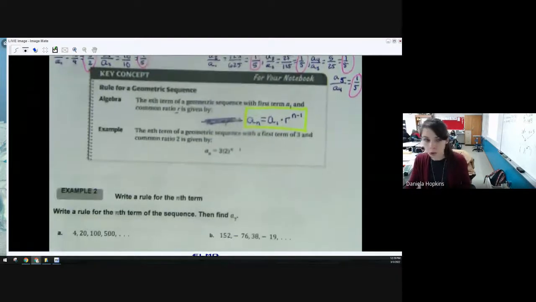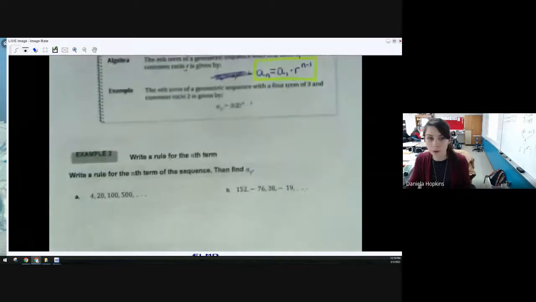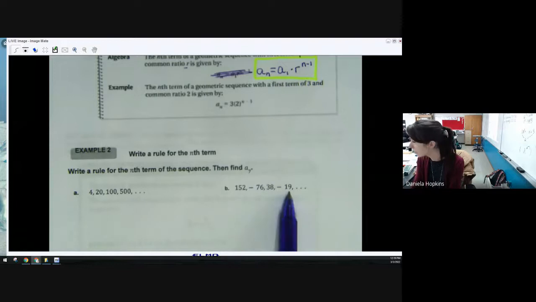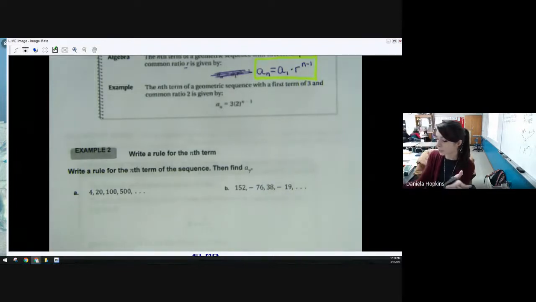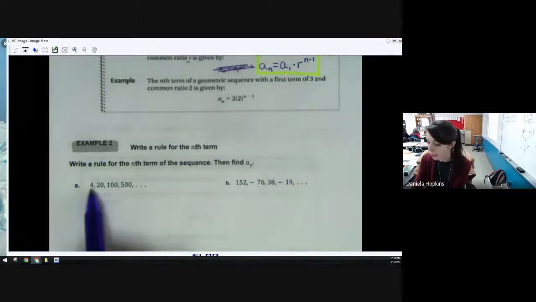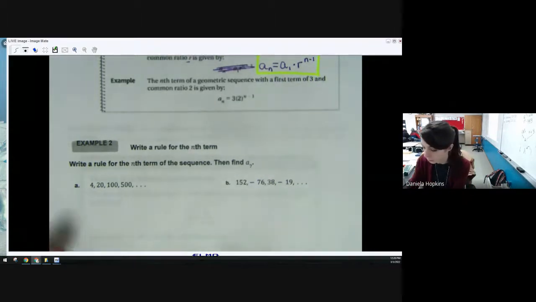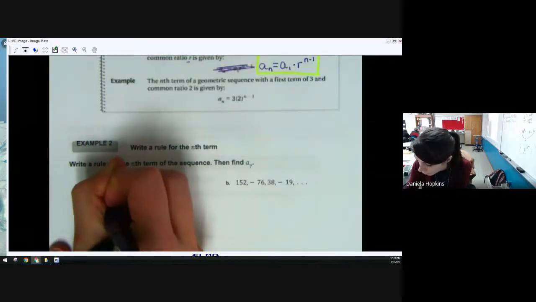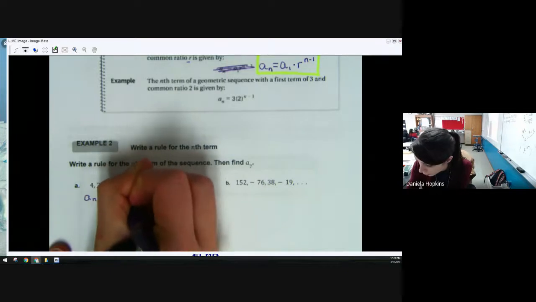So example 2, much like when we did the arithmetic sequences, it is easiest if I give you just the sequence, because then all you have to do is find the common, for arithmetic that was finding the common difference. Now really we just have to find that r, the common ratio, and then we already have our first term, so we're good to plug it in. So again, our general formula is a sub n equals our first term times r to the n minus 1.